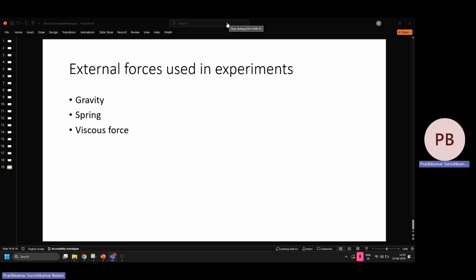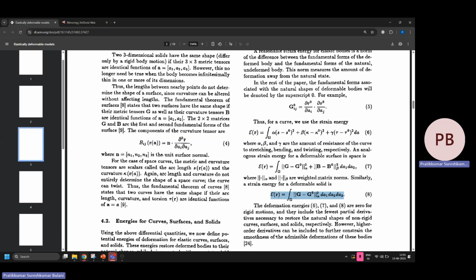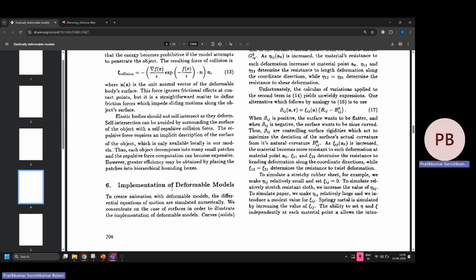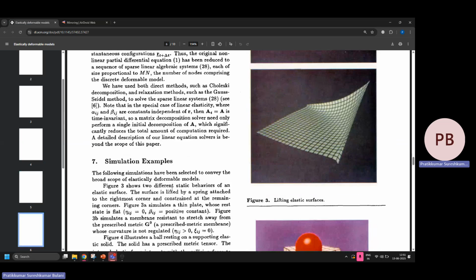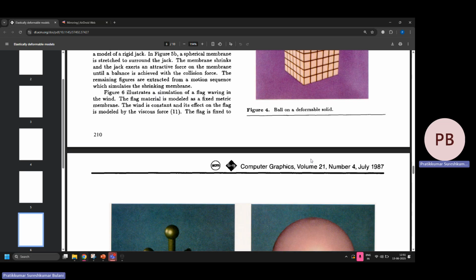Okay, I'll stop sharing. If there are images, show them. Images, okay. So let me restart sharing then. Okay, so yeah, these are the images. This is the sphere, an impenetrable object. They have thrown it on this elastic cube, and this is how it looks.